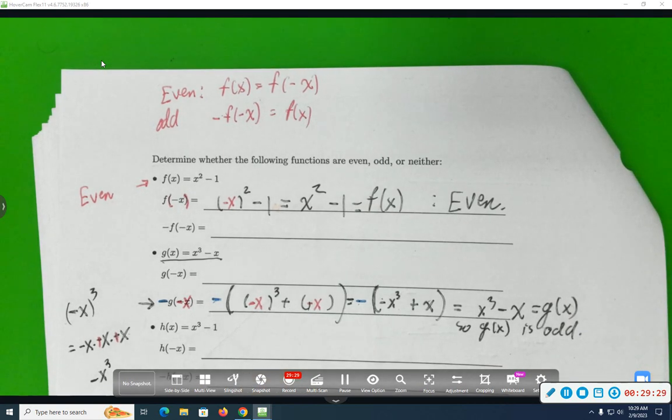Alright. h of x equals x cubed minus 1. If you want to, look at the graphs on the previous page to get an idea. You just saw that formula, what would you think? What's a gut reaction? Even, odd, or neither? Odd?